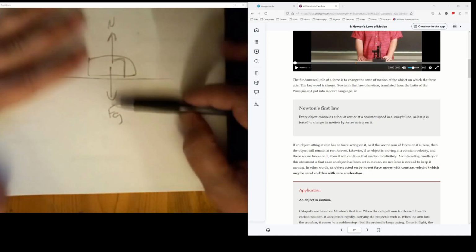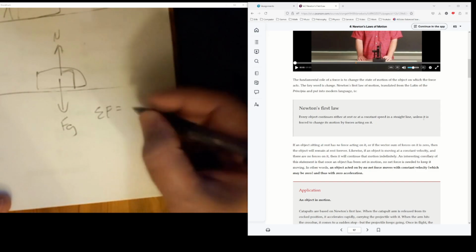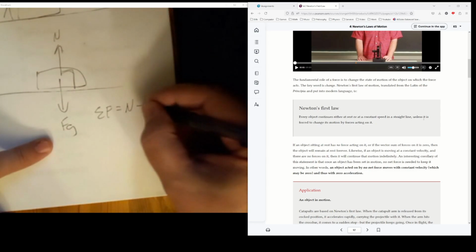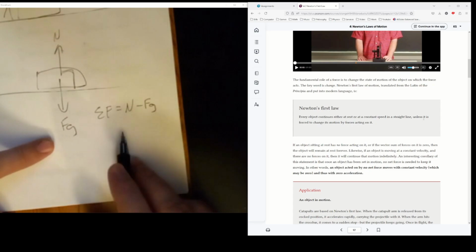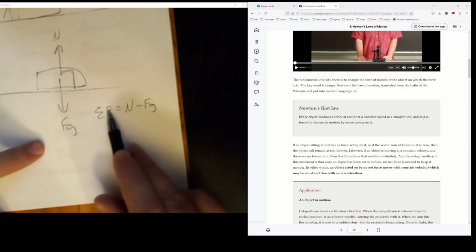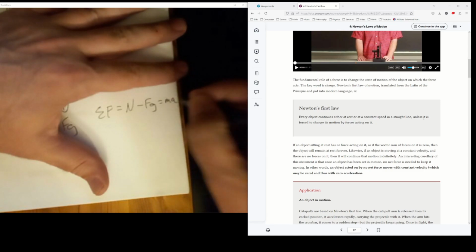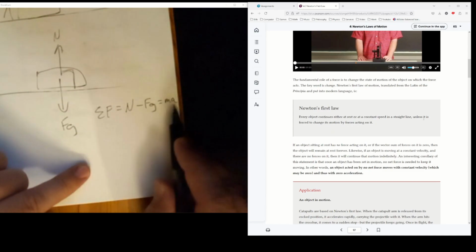These are the only two forces. And so when we add these forces together, we have the normal force up, so we'll give it a positive sign. The force of gravity is down, so we'll give that a negative sign. And then what Newton is saying is that when you sum the forces, this does equal mass times acceleration. The sum of forces is mass times acceleration.